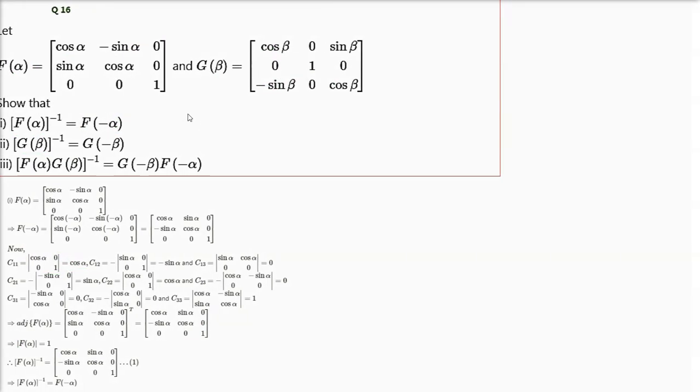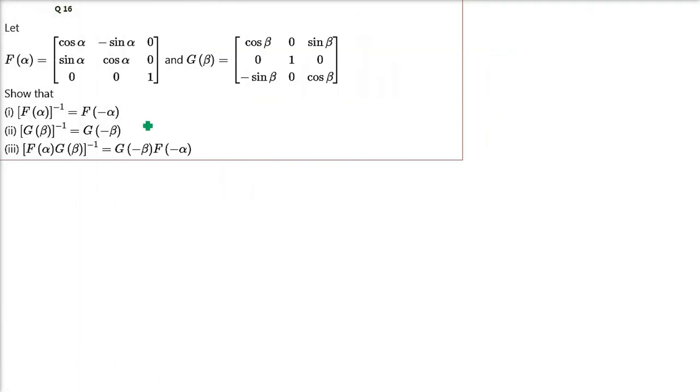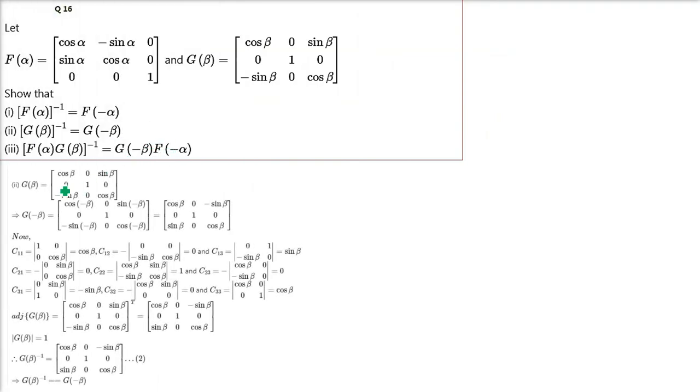G beta is simply, you can assume it to be a B matrix, and same scenarios, same logic, same way you have to do it. Because cos minus alpha is cos alpha, and sin negative alpha is going to be minus sin alpha. This you have to apply here.